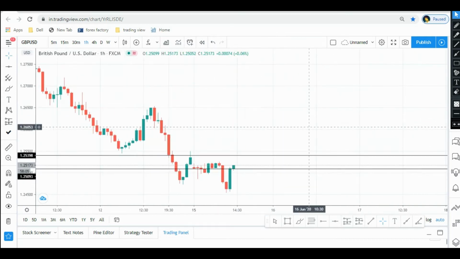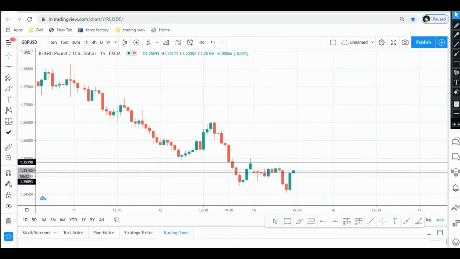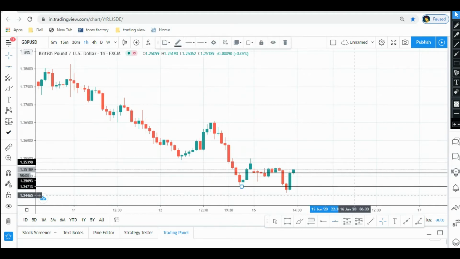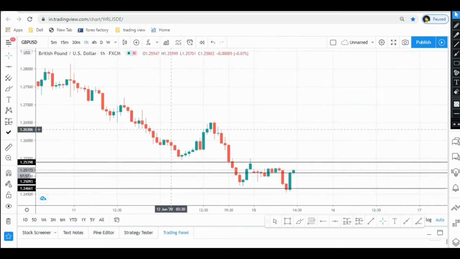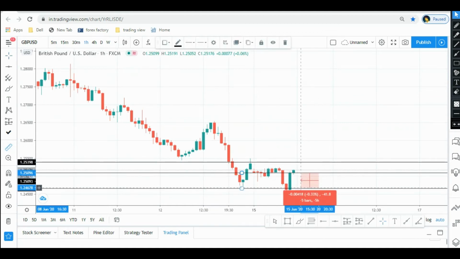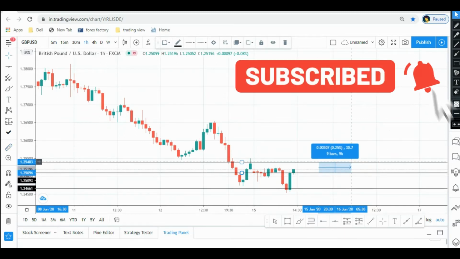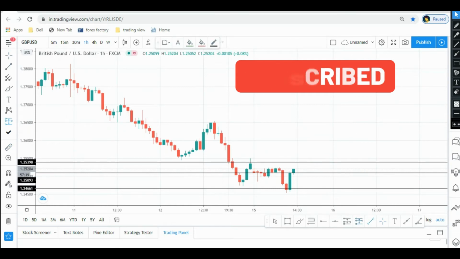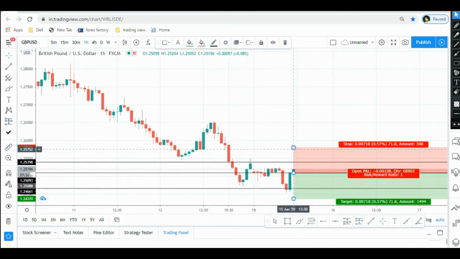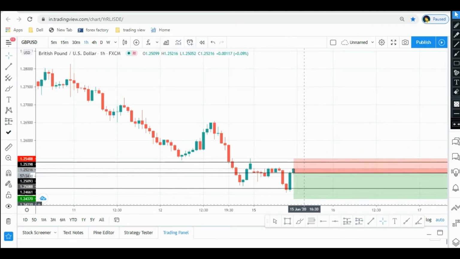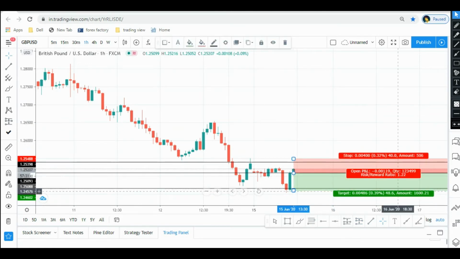So what will be my take profit and what will be my stop loss? This is the area which I'm looking at for the take profit, and how much is this? Right now 43 pips, and the stop loss would be 30 pips. Let me mark that. The ratio is 1:2.2, which is good.